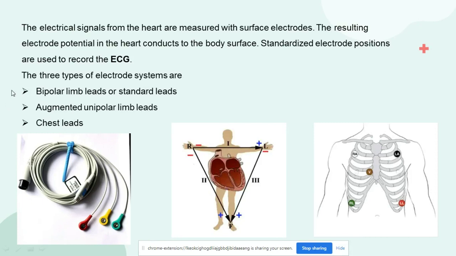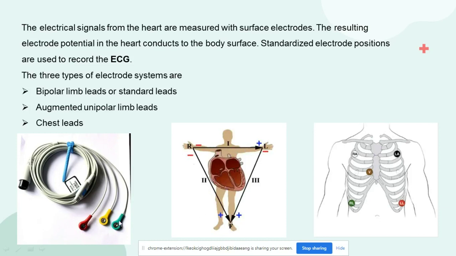In this video, we are going to talk about only the bipolar limb leads or standard leads, and how we use them. I'm going to show you a live demo of how these ECG signals are recorded. This bipolar limb lead and standard lead system we simply call a three lead system. Three leads or surface electrodes are used for ECG measurement in the three lead system, right?